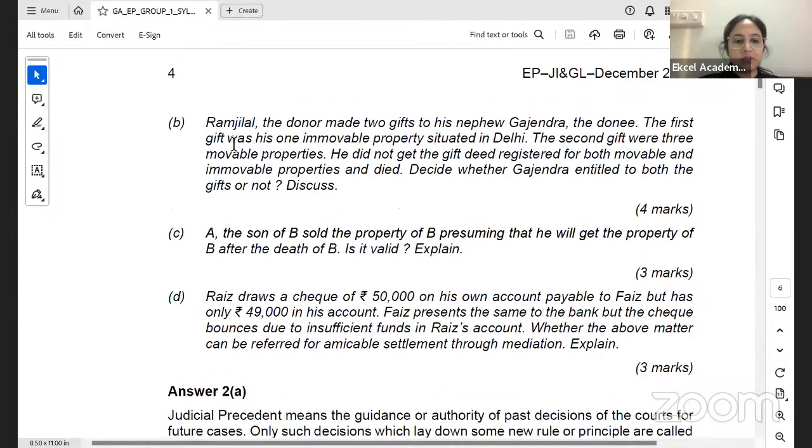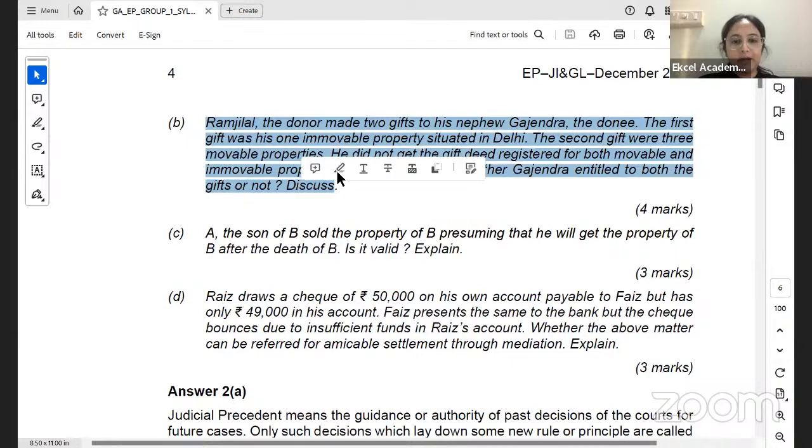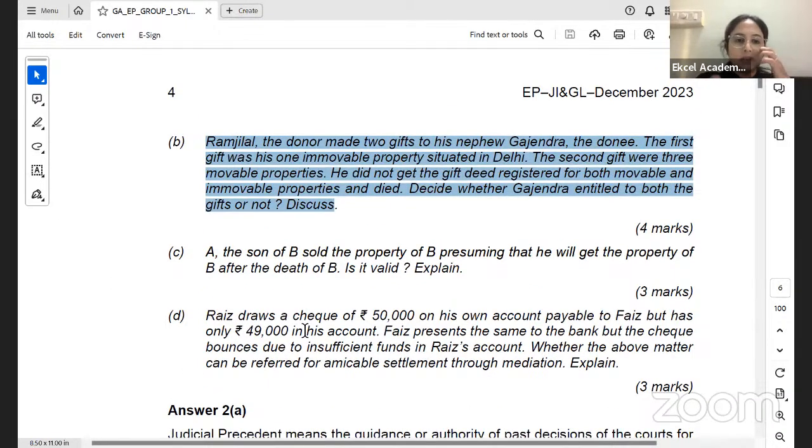So what it says: Ramji Lal, the donor, made two gifts to his nephew. So this is uncle and nephew. There are two things you need to remember. The first sentence is that Ramji Lal is a donor and he has made two gifts to his nephew. So the uncle is giving some gifts to the nephew, Gajendra. Gajendra is the donee.